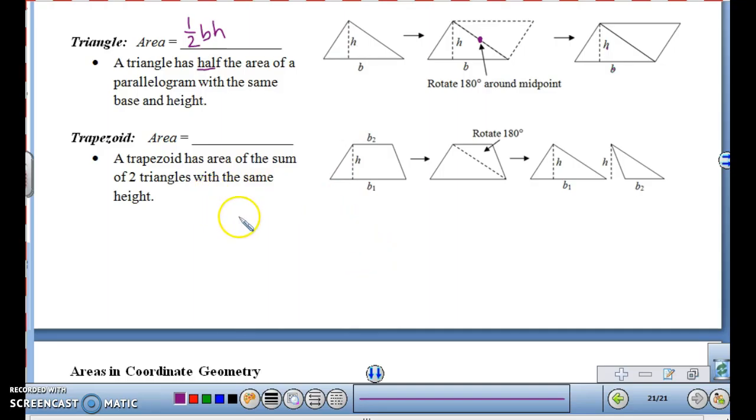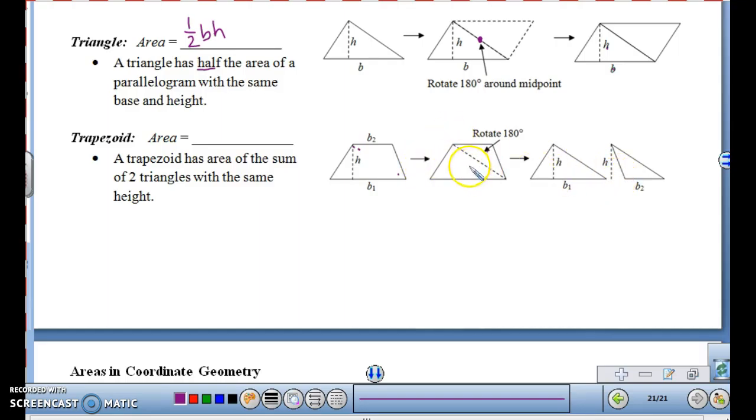All right, now here's a neat one, the area of a trapezoid. So if we look at a trapezoid right here, we have two bases on our trapezoid, B1 and B2. Now, if we draw in the diagonal like this, and take this triangle right here and rotate it 180 degrees, well, we end up with actually two triangles.